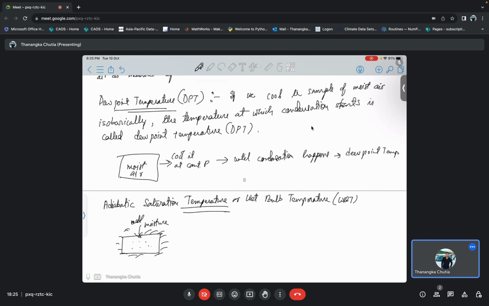Just like in a salt or sugar solution, you go on adding sugar to the solution, and after a particular point the sugar will start to settle down. That particular point we can name as saturation being reached. In the same way, you add moisture to this moisture sample, and after a particular amount of time a particular temperature will be reached, and that particular temperature is called your wet bulb temperature.